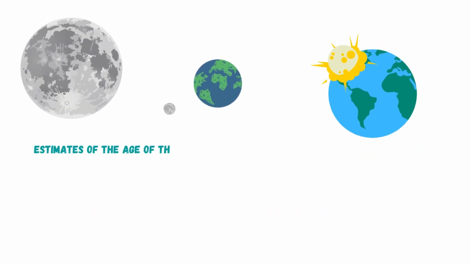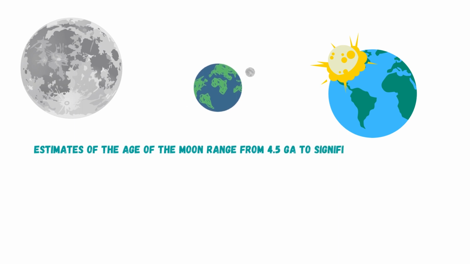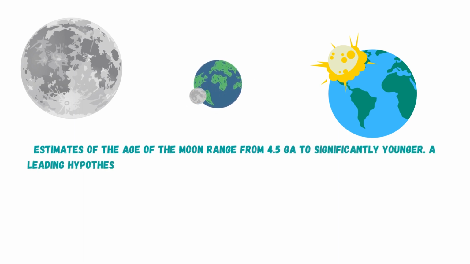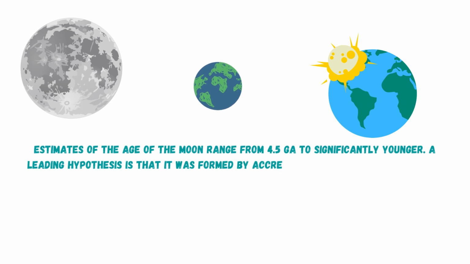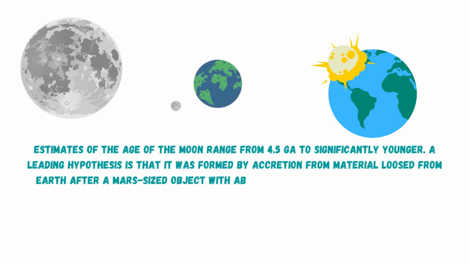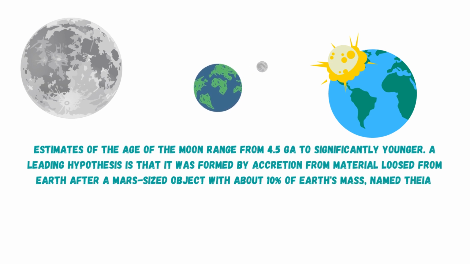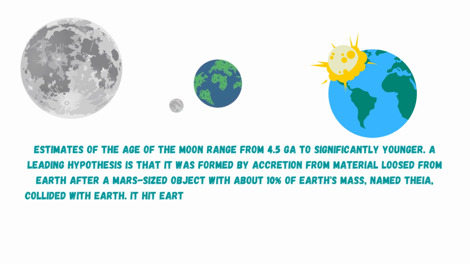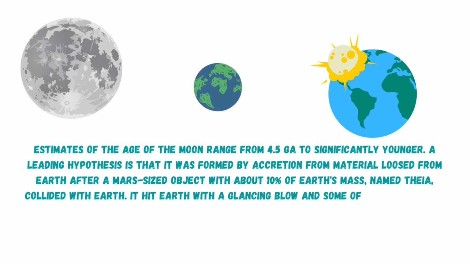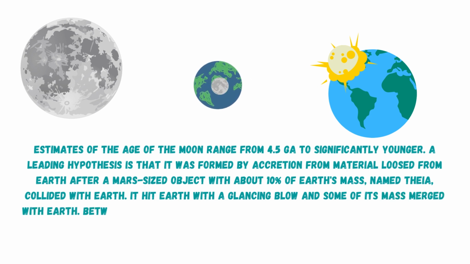Estimates of the age of the Moon range from 4.5 Ga to significantly younger. A leading hypothesis is that it was formed by accretion from material loosed from Earth after a Mars-sized object with about 10% of Earth's mass, named Theia, collided with Earth. It hit Earth with a glancing blow and some of its mass merged with Earth.